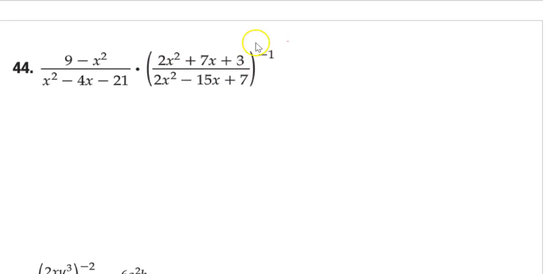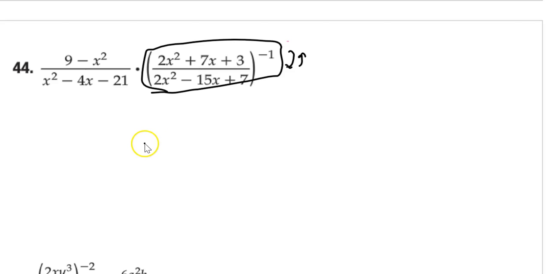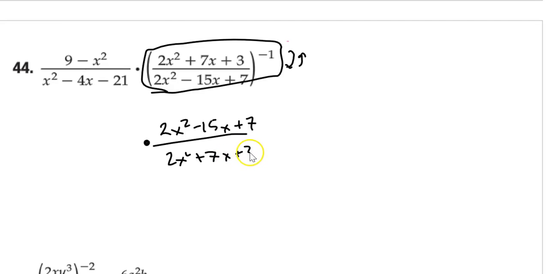First, don't get freaked out by this negative 1 here. Remember what the negative 1 power does? It just flips it. So it's a reciprocal function, right? So it flips it. So that means that 2x squared minus 15x plus 7 is on top, and the 2x squared plus 7x plus 3 is on the bottom. That's what the negative 1 power does, it flips it. And then this stays the way it is.